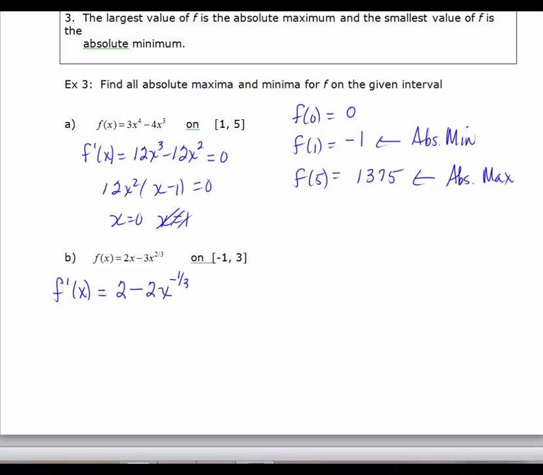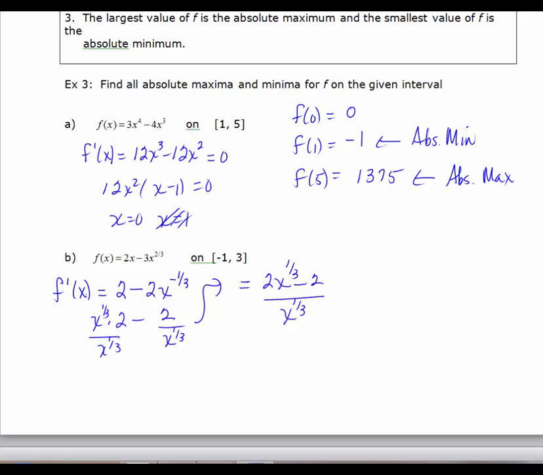And it's much easier, in my opinion, to rewrite these as fractions and combine them into one. When you have a fraction, I think you can visualize better where the function is undefined. So I'm going to write this as 2 minus 2 over x to the 1/3. I need to have a common denominator. I want to multiply this term by x to the 1/3 over x to the 1/3. So I'm going to get my first derivative is equal to 2x to the 1/3 minus 2 all over x to the 1/3.